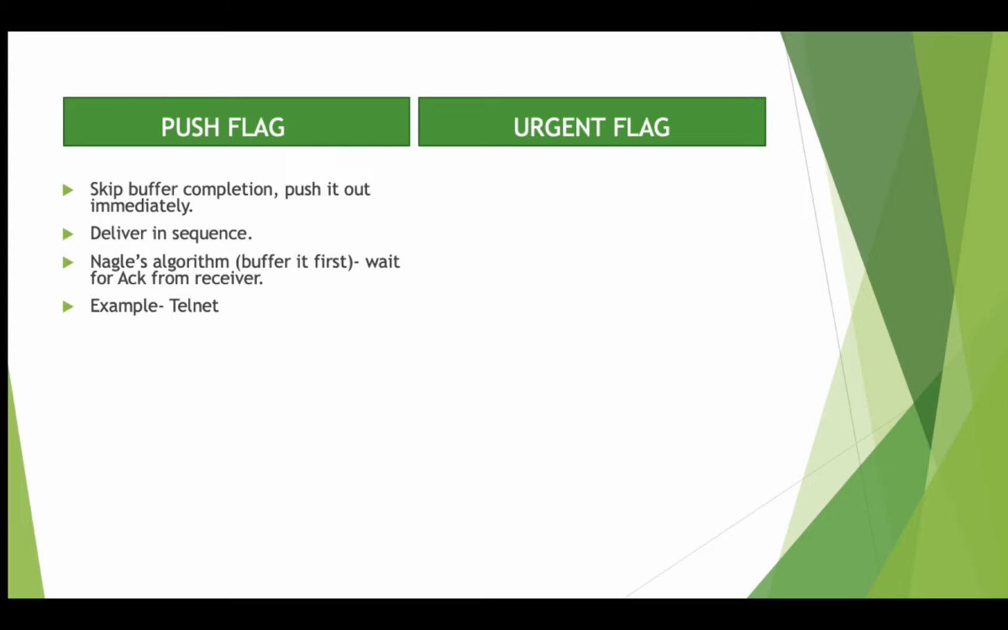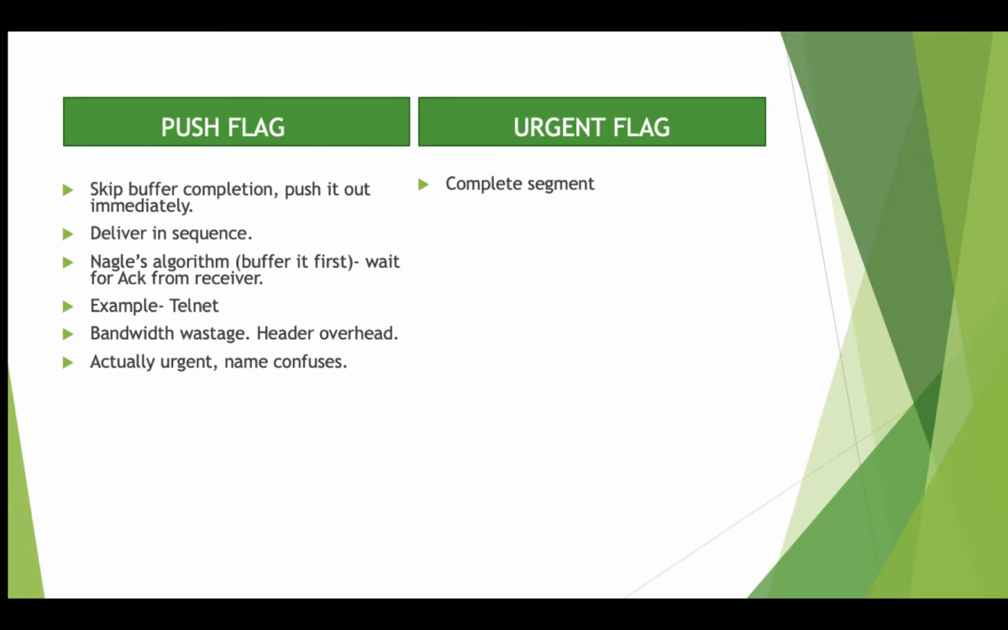Example telnet we already discussed. Bandwidth wastage, header overhead, this we already discussed: 20 bytes TCP header, 20 bytes IP header. This is all being used. Now it says push flag, but in actual it is the urgent one. That means it doesn't wait for anything. This is the actual urgent data. While you might be expecting urgency in the urgent flag, actually it doesn't happen.